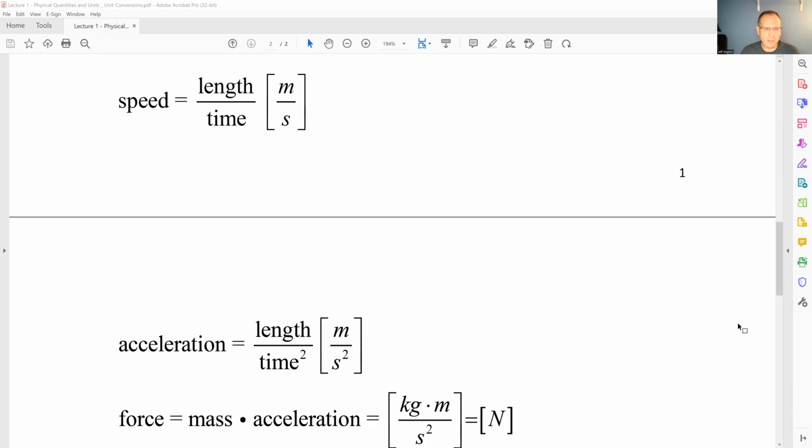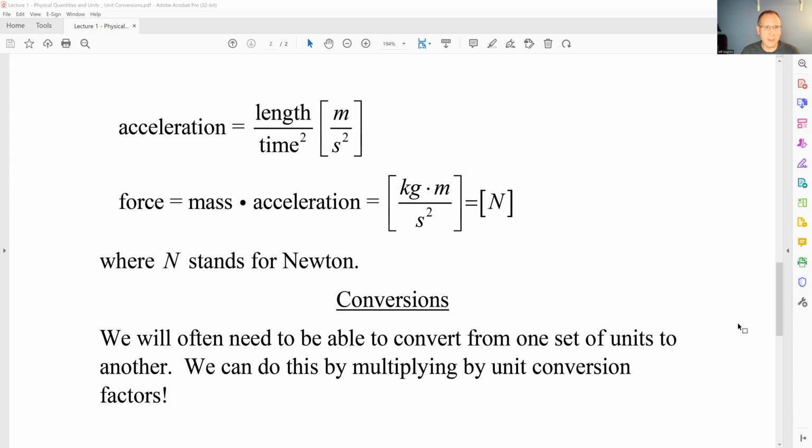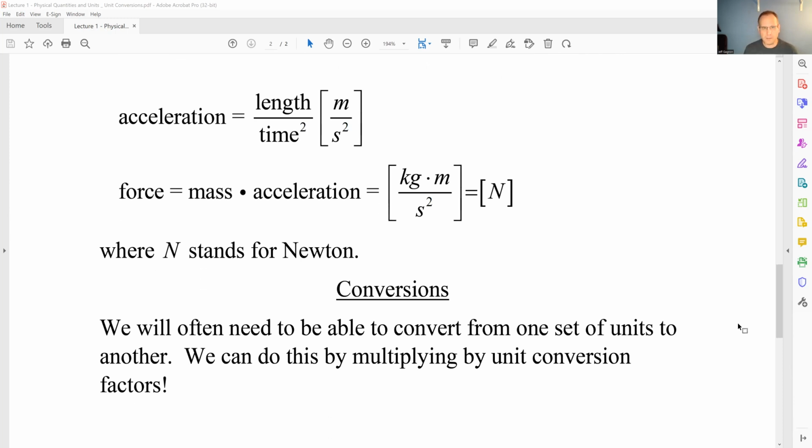Another example you can see here is acceleration, which is really speed divided by time, or another way of writing this is length divided by time squared. So again, remember the fundamental SI unit for length is meters. The fundamental unit for time is seconds. So in this case, this derived set of units is meters per second squared. That would be the units for acceleration.